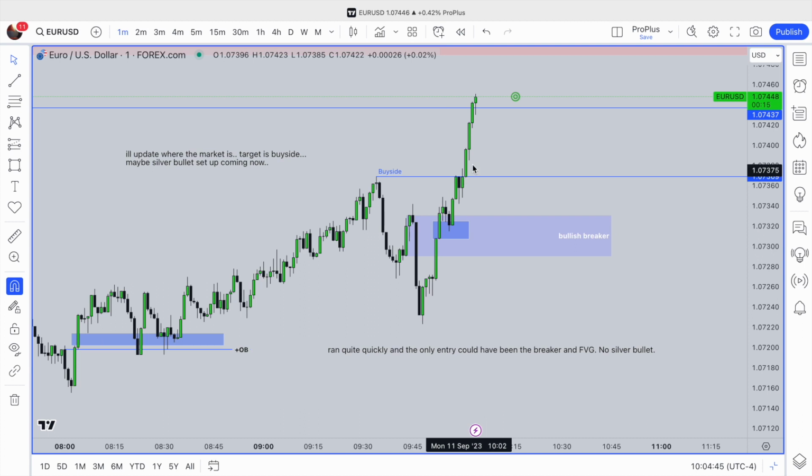As you can see, price actually ran quite nicely. This is what we call a low resistance liquidity trade. Sorry.